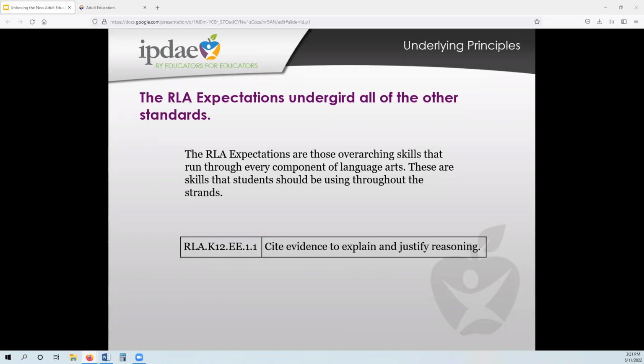While there is no precise equivalent in terms of the previous ABE standards, no exact one-to-one, you will see that the expectations themselves, the content, for example, in this case, citing evidence, do have some parallels, and there's quite a bit of overlap in terms of the skills. So for example, this RLA expectation number 1 has a fair amount of overlap with the previous reading anchor standard 1.